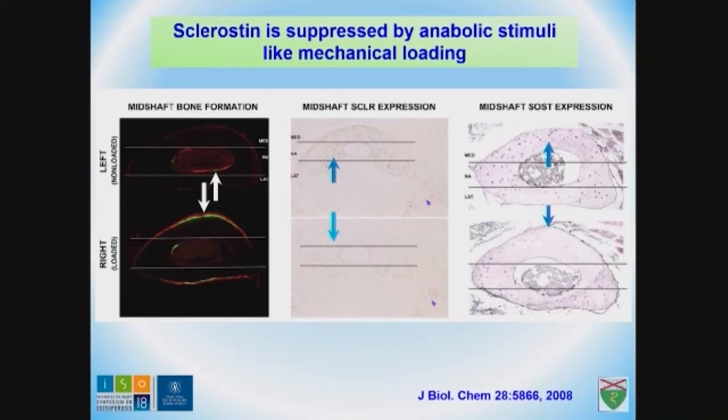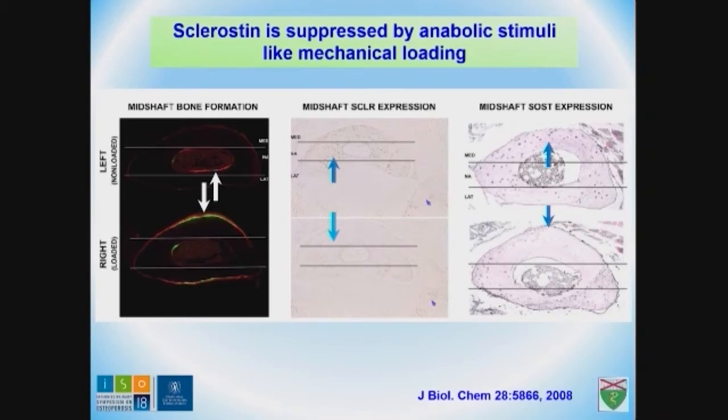And why is that? If we look at the sclerostin expression in the unloaded bone versus the loaded bone, these little dots represent the messenger RNA for sclerostin. It disappears when you load the bone. Here's the protein expression. It disappears exactly where the bone formation occurs. So this is a marvelously specific process.